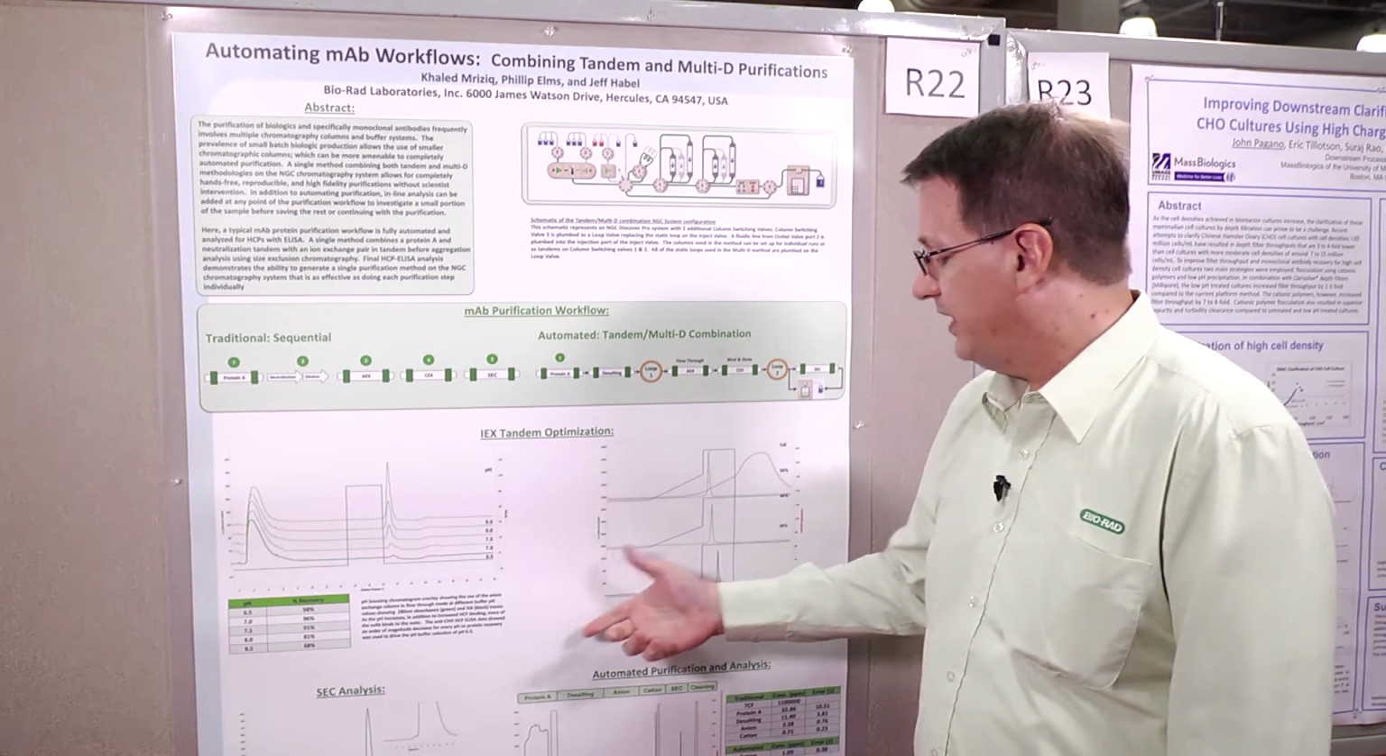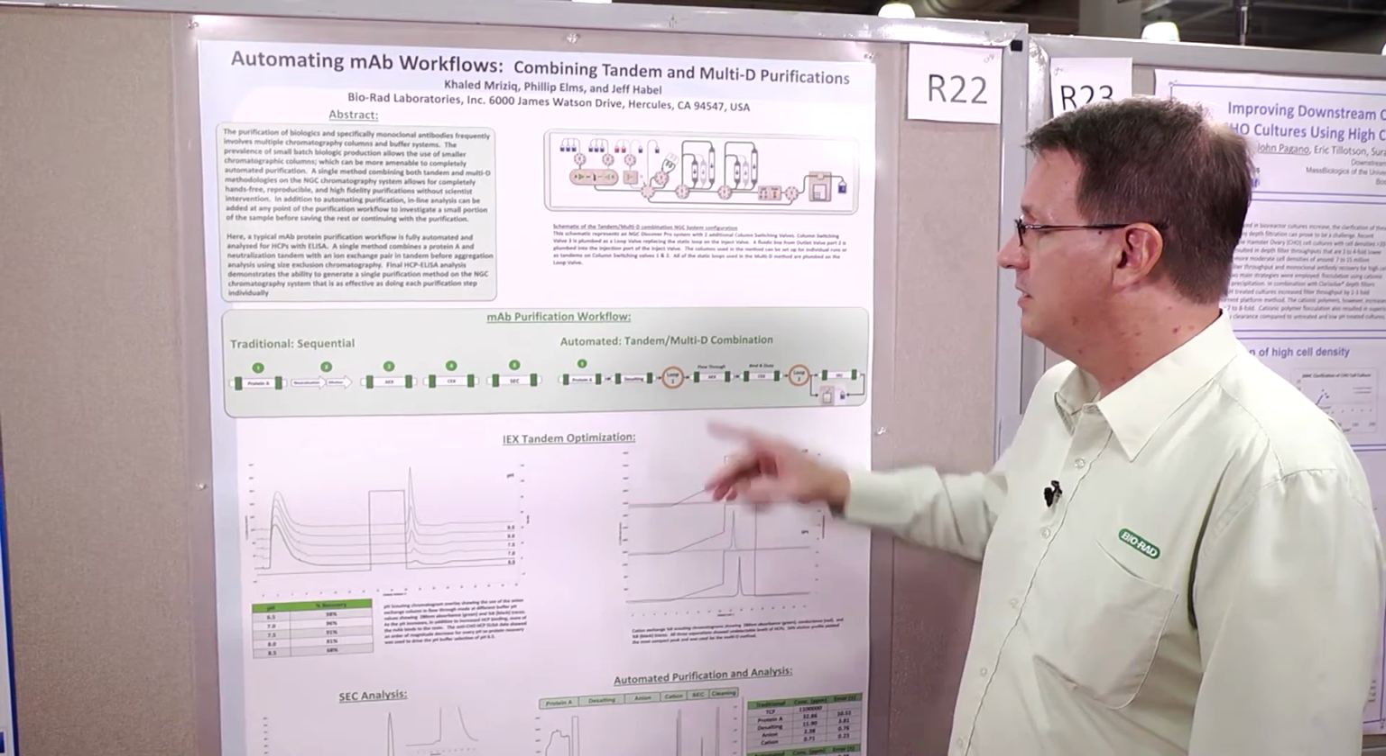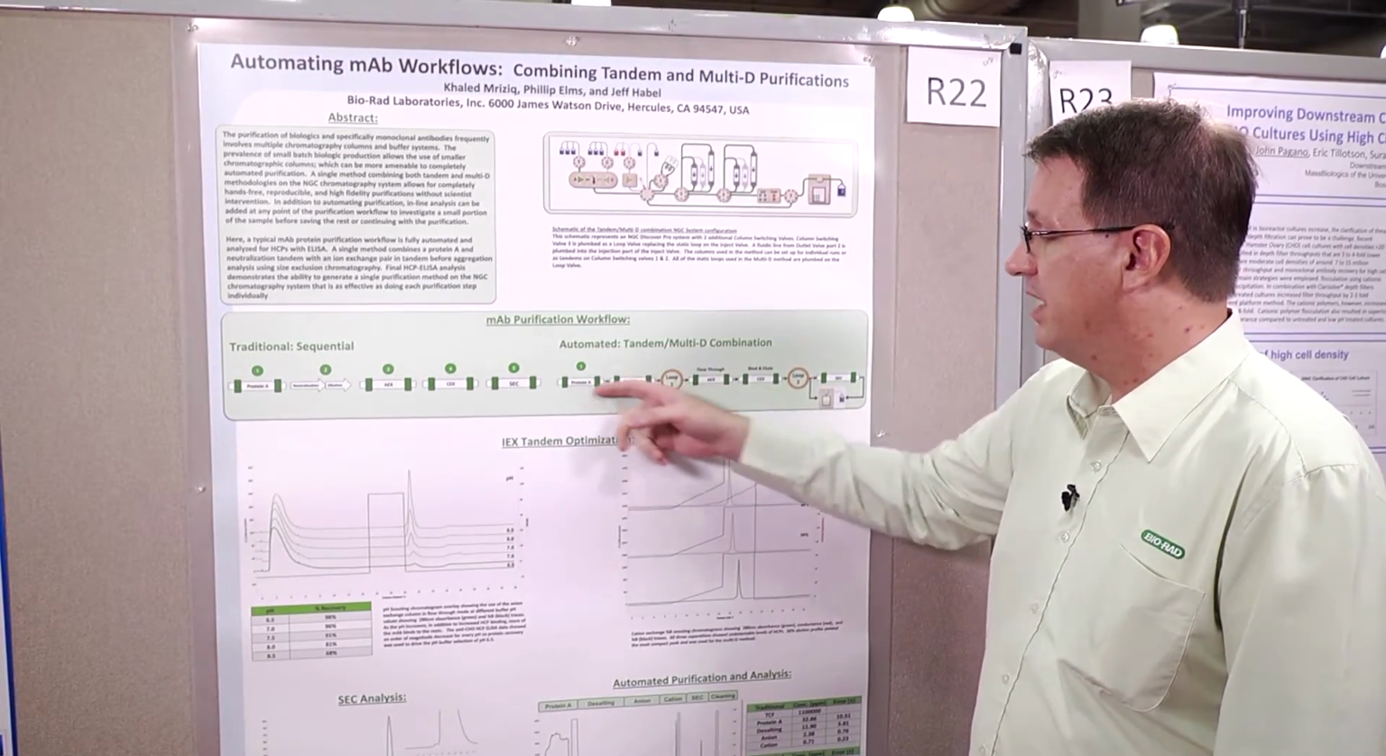And then for the cation exchange column, where we actually want to bind, here we're doing a percent B scout, so we're trying to find the best elution condition. And again, you can see as expected, we get tighter and tighter peaks. You can still see a little bit of a shoulder, which we'll then analyze. Taking this information from the optimization, you can then combine that into the automated method.